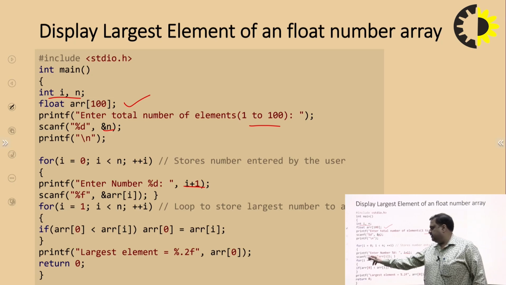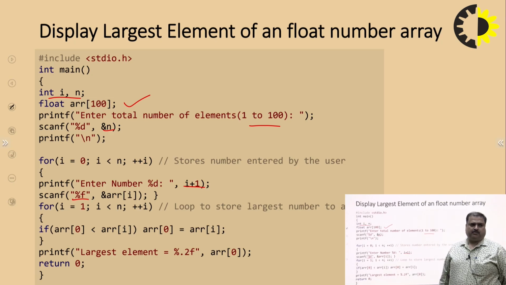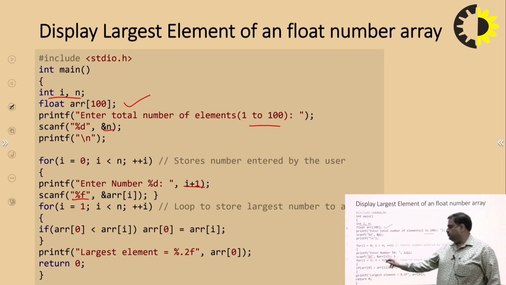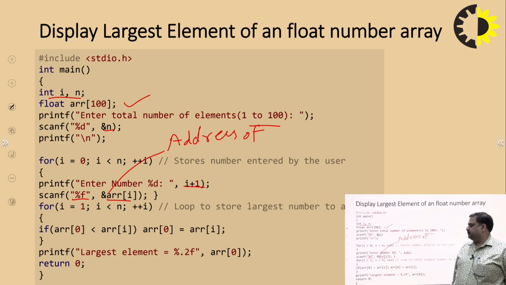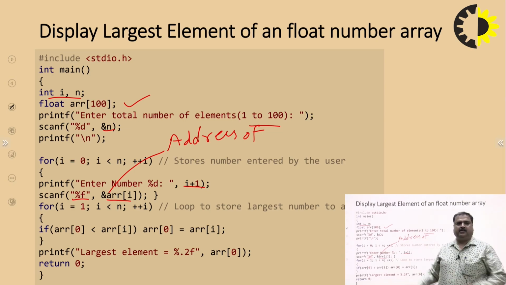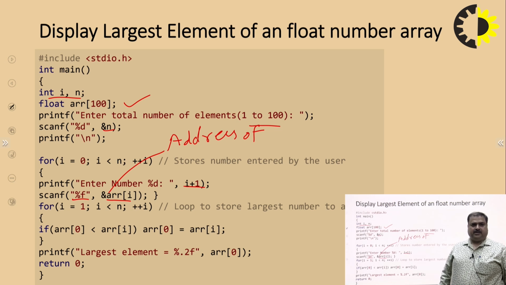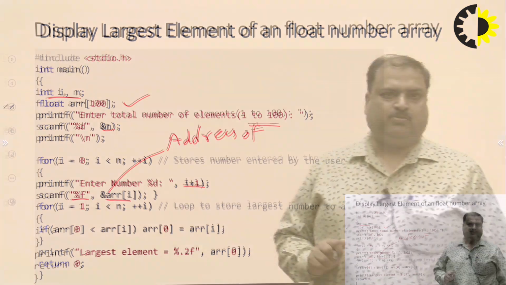It will be a float value. So we have used the %f format specifier, and in the scanf we use an address. This is the address of operator. So we have stored that value at location arr i. This is how we read all the elements supplied by the user, and now we need to find out the largest element.